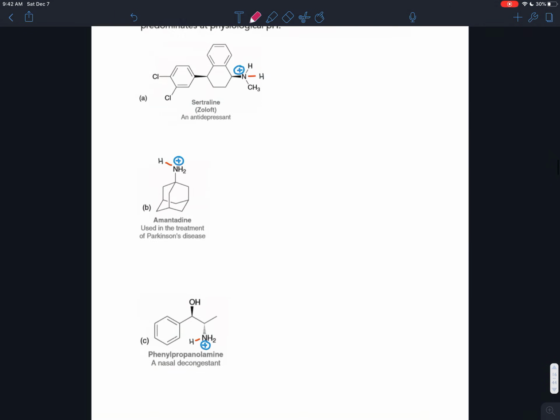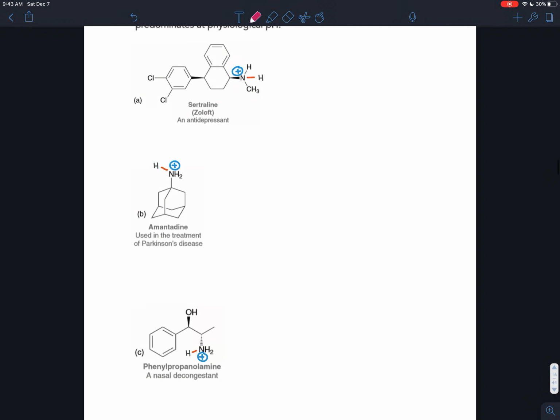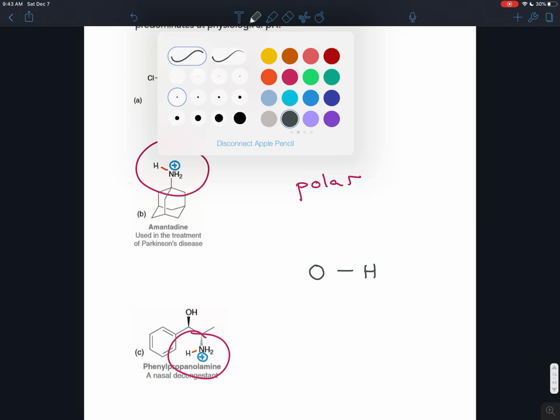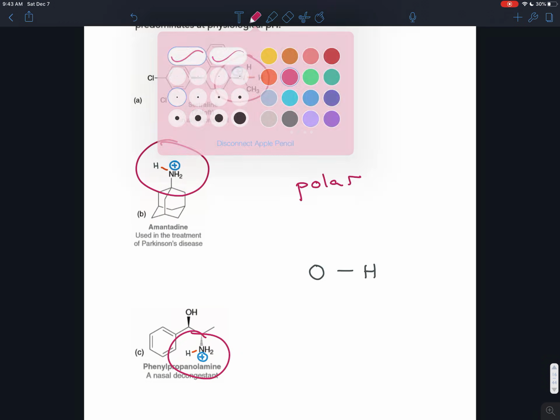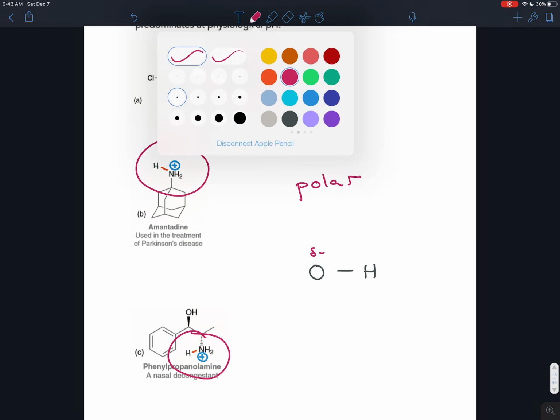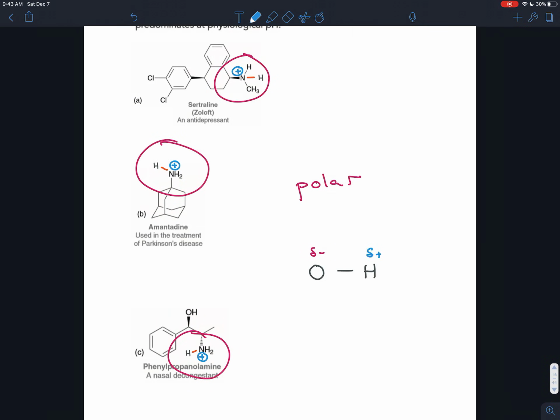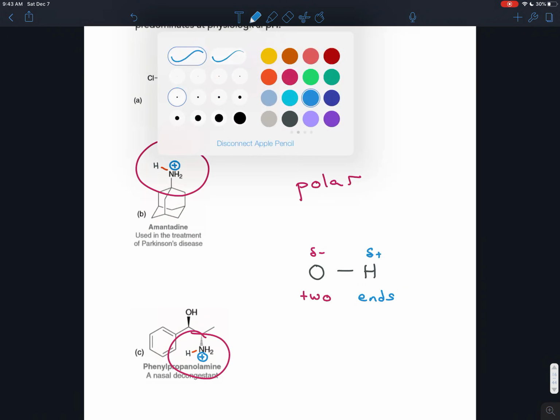Okay, so if we go back to these amines, look at what we did. When we put them in body fluids, the nitrogen gains a full positive charge. That makes it very polar. Remember that polar comes from differences in electronegativity. An oxygen, which is more electronegative than a hydrogen, becomes slightly negative. The hydrogen becomes slightly positive. This bond then has two ends, a negative end and a positive end.